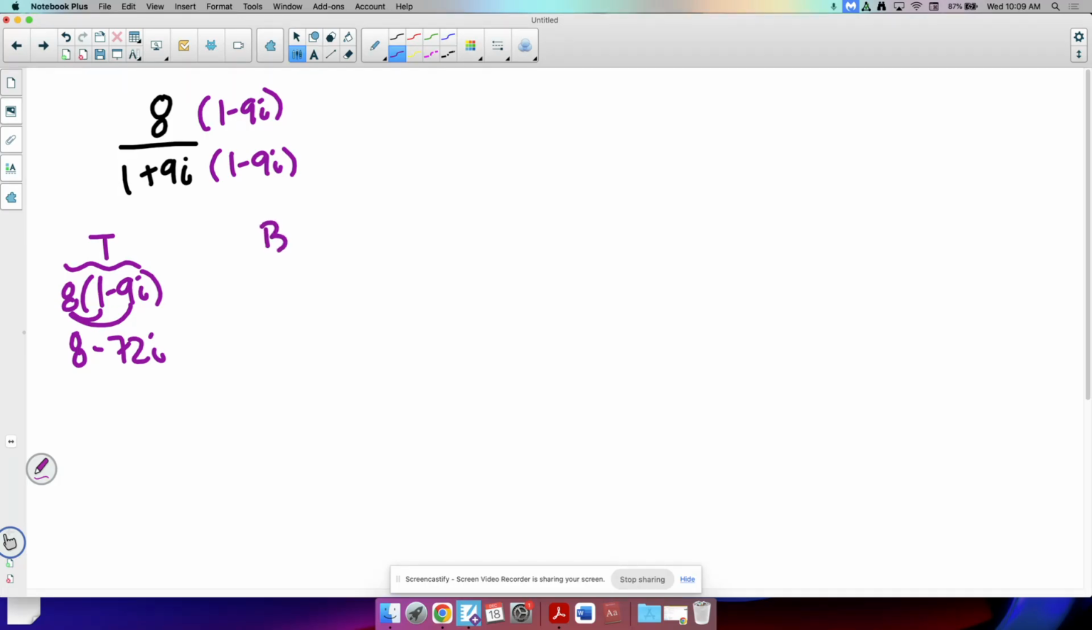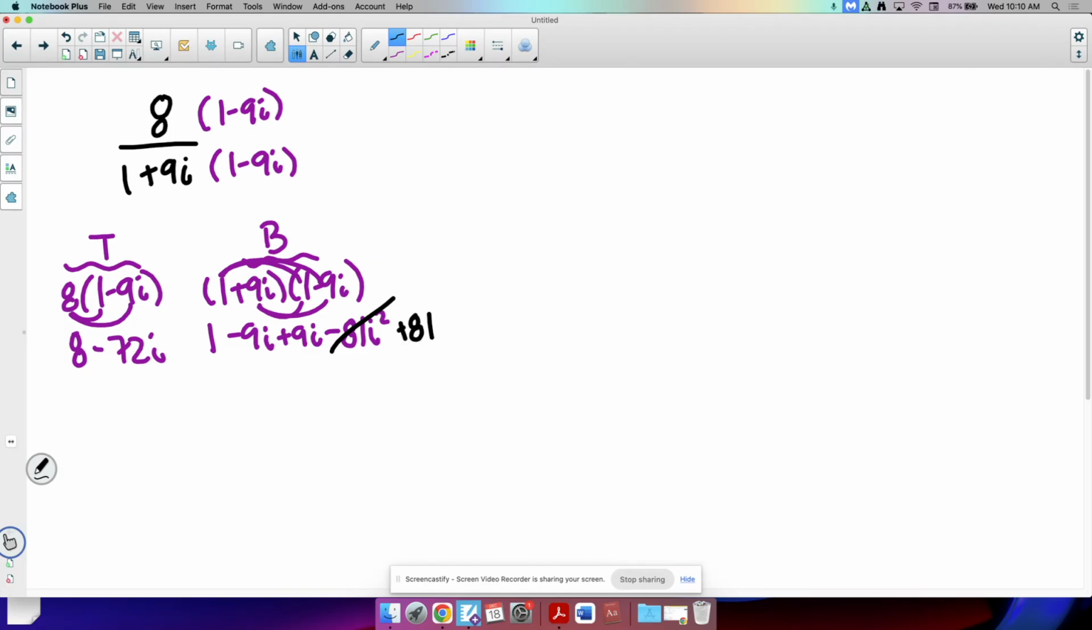When do we multiply the bottom? We have 1 plus 9i, 1 minus 9i. Full foiling here, so 1 times 1, 1 times negative 9i, 9i times 1, 9i times negative 9i. So negative, and then i squared. Whenever we get this i squared, we're going to cross it off, and that i squared is going to change our sign. This is now a plus 81. So 1 plus 81 is 82. When you put the imaginary portions together, will these cancel? These are the ones that are going to cancel. You have one positive, one negative.